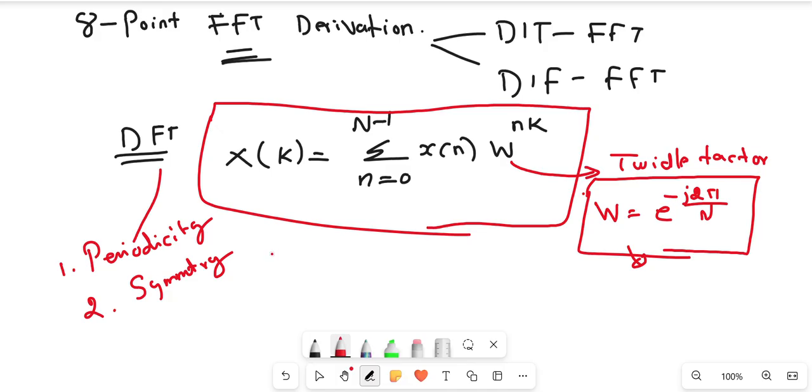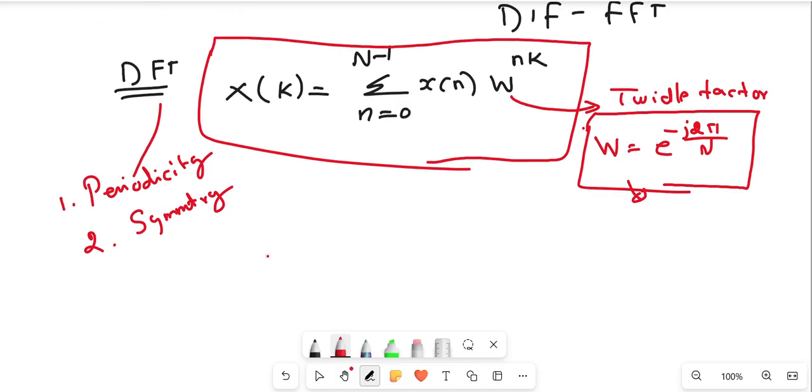So I think there is no need to explain the symmetry and periodicity properties again. We can write only the formula; the proof we already discussed. So the periodicity property, you know that W power k plus N, which is equal to W power nk.